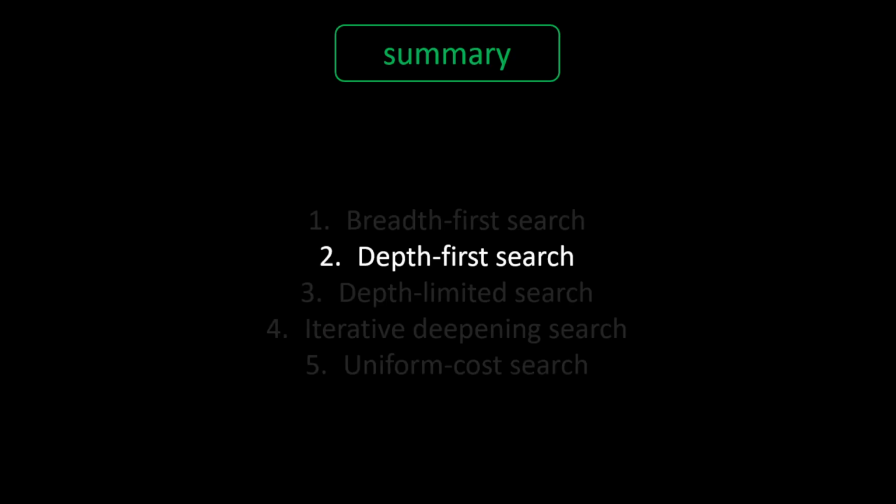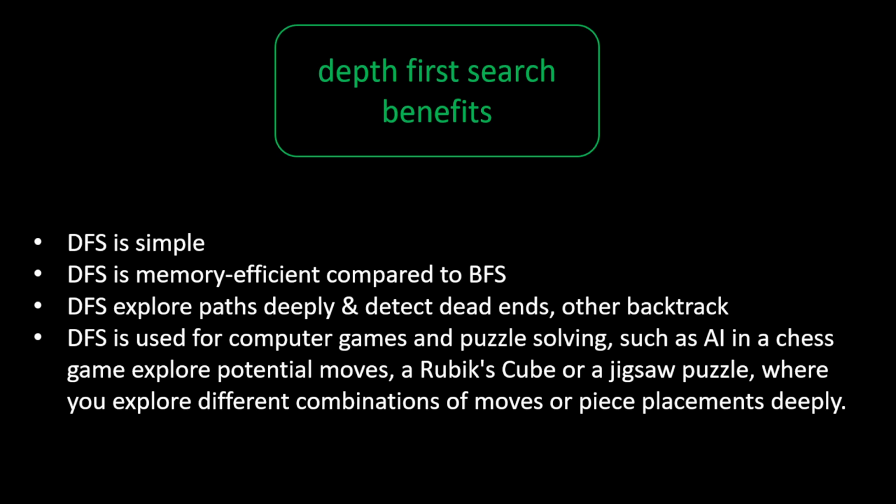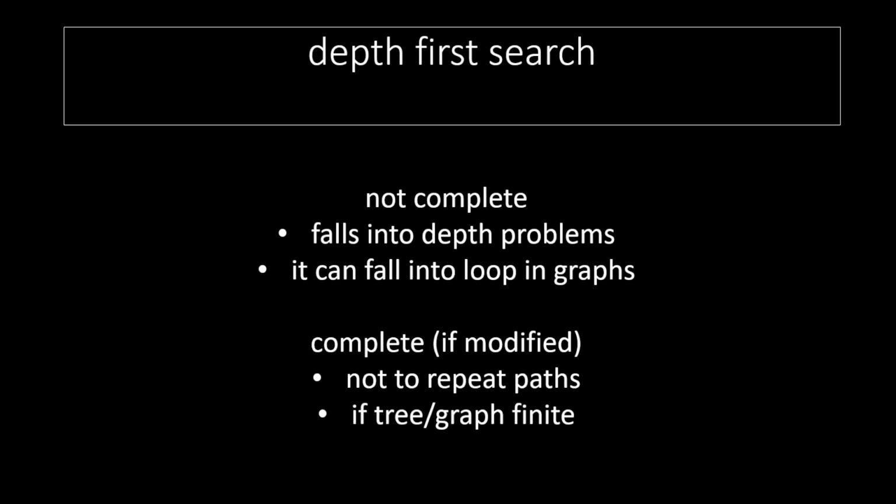Now let's compare breadth first search and depth first search. Depth first search is quite simple and memory efficient, and this does the opposite. It goes looking for long paths, if you like, and not really for shallow problems. So it is very different from breadth first search.